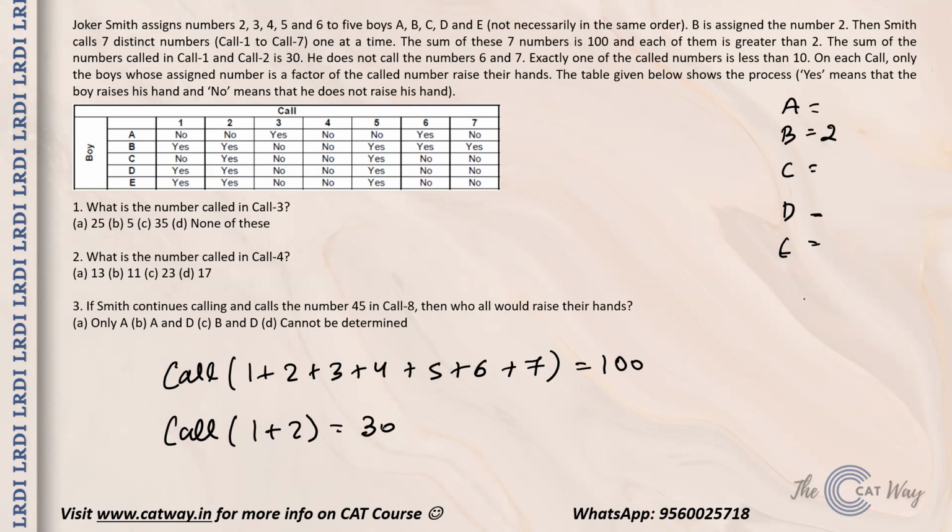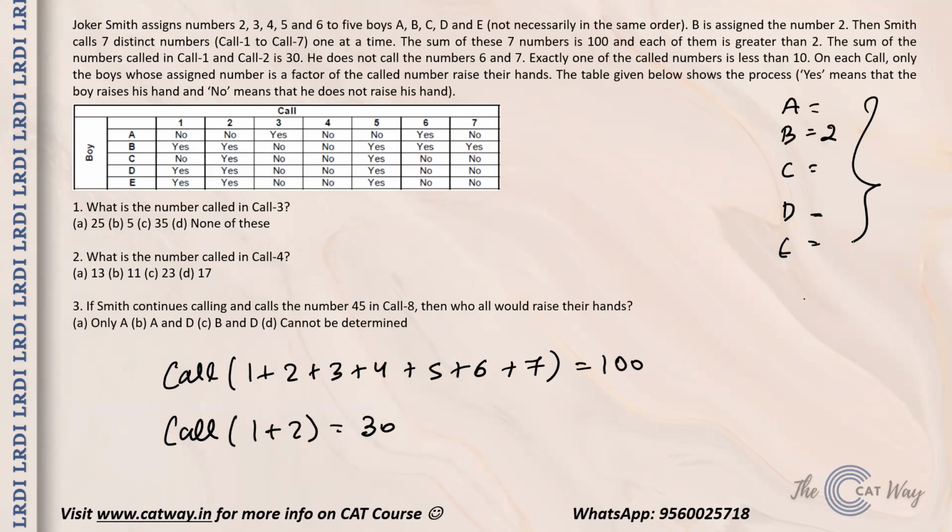Now he does not call the numbers 6 and 7. Exactly one of the numbers is less than 10. On each call, only the boys whose assigned number is a factor of the called number raise their hand.